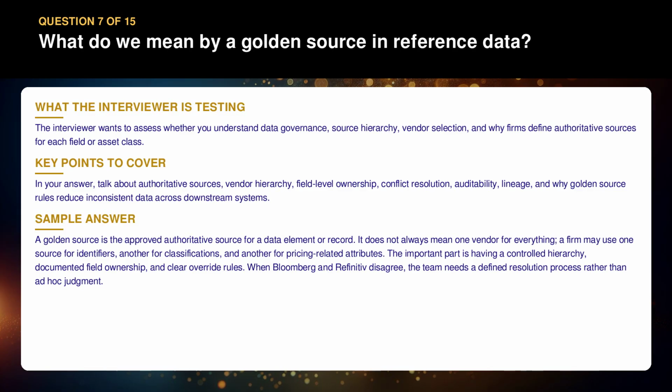A golden source is the approved authoritative source for a data element or record. It does not always mean one vendor for everything. A firm may use one source for identifiers, another for classifications, and another for pricing-related attributes. The important part is having a controlled hierarchy, documented field ownership, and clear override rules. When Bloomberg and Refinitiv disagree, the team needs a defined resolution process rather than ad hoc judgment.